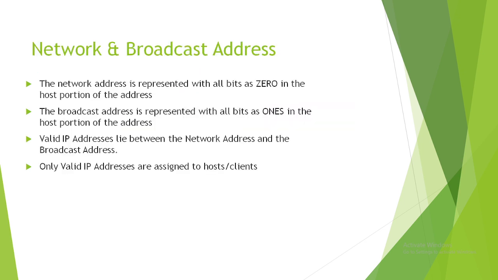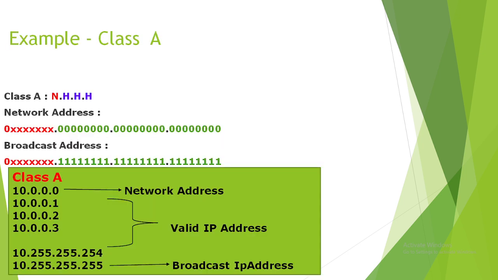What is network? What is host? The network address is represented with all bits as 0 in the host partition of the address. The broadcast address is represented with all bits as ones in the host partition of the address. The valid IP addresses are those between the network ID and the broadcast ID, and only valid IP addresses are assigned to hosts or clients.